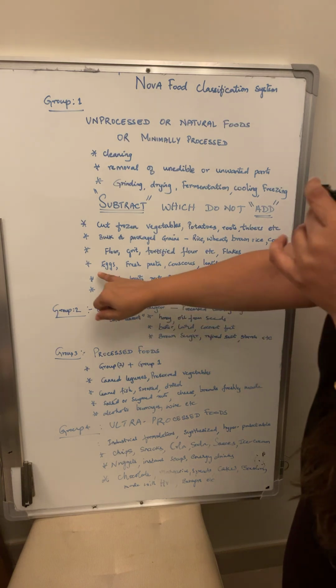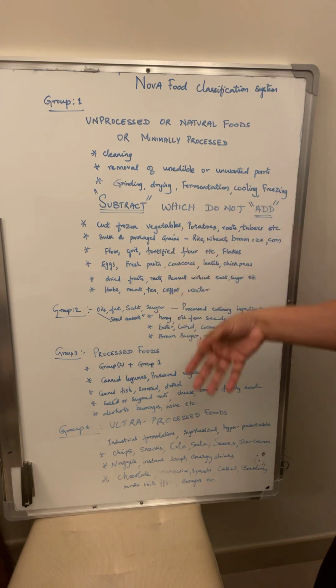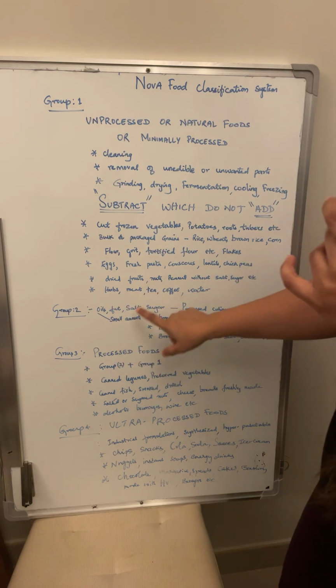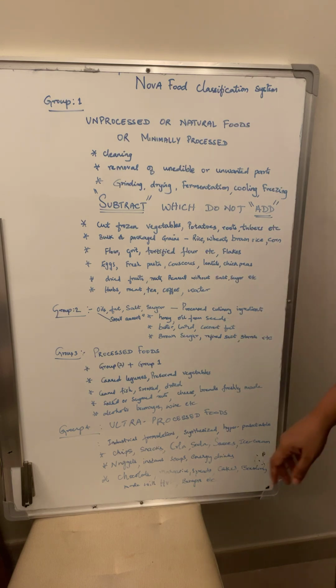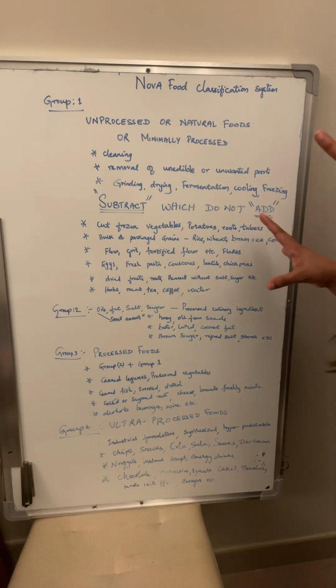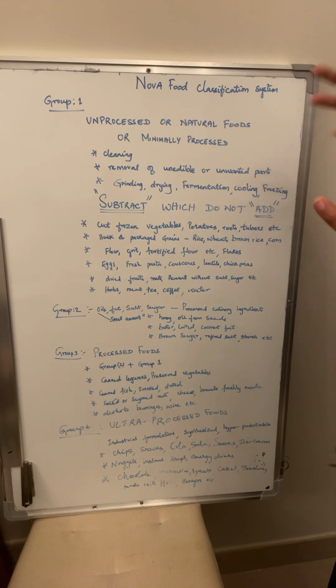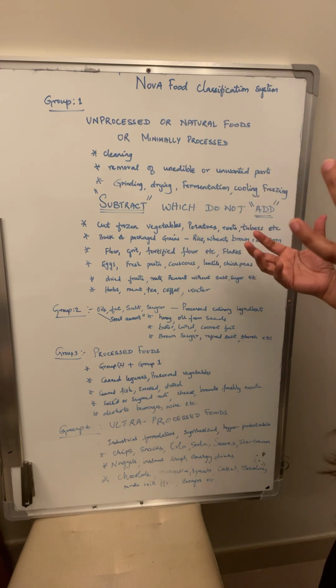Other examples include eggs, fresh pasta, couscous, lentils, chickpea, dry fruit, peanuts exactly without salt or sugar, herbs, meat, tea, coffee, etc. And also mineral water. So the key word you need to remember here is that it's minimally processed. The natural form of the food is still seen.